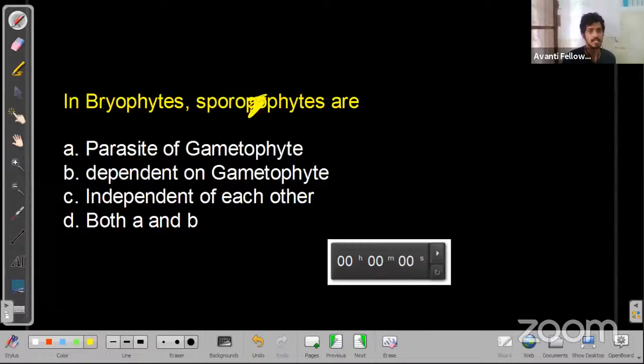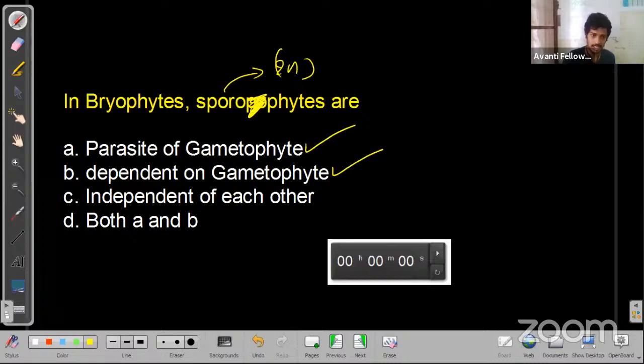So yes, they are asking about the sporophytes of bryophyte. What you have to remember is that when they ask about the sporophyte, it's diploid. Remember what happened in bryophyte. Is it a parasite of the gametophyte? Yes, it's a parasite. Is it dependent upon the gametophyte? Yes, it's dependent upon the gametophyte. Is it independent of each other?